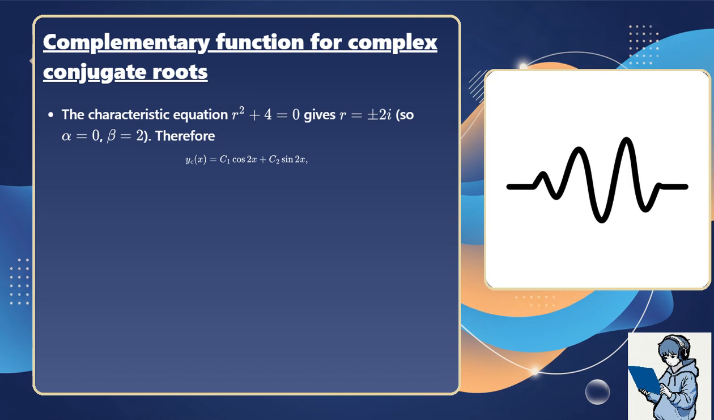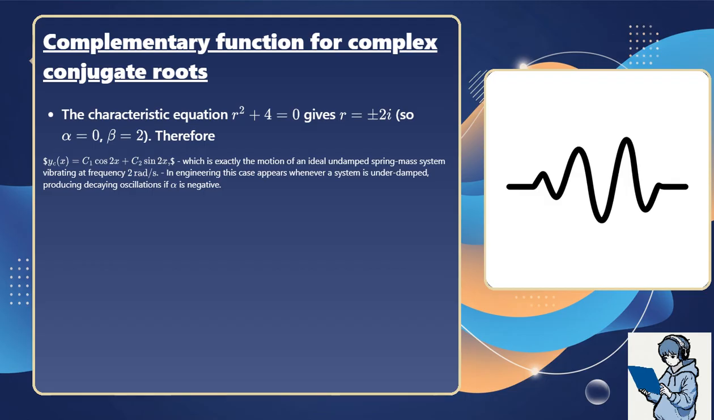The characteristic equation r squared plus 4 equals 0 gives r equals plus or minus 2i, so alpha equals 0, beta equals 2. Therefore y sub c of x equals c1 cos 2x plus c2 sin 2x, which is exactly the motion of an ideal undamped spring mass system, vibrating at frequency 2 radians per second. In engineering, this case appears whenever a system is underdamped, producing decaying oscillations if alpha is negative.